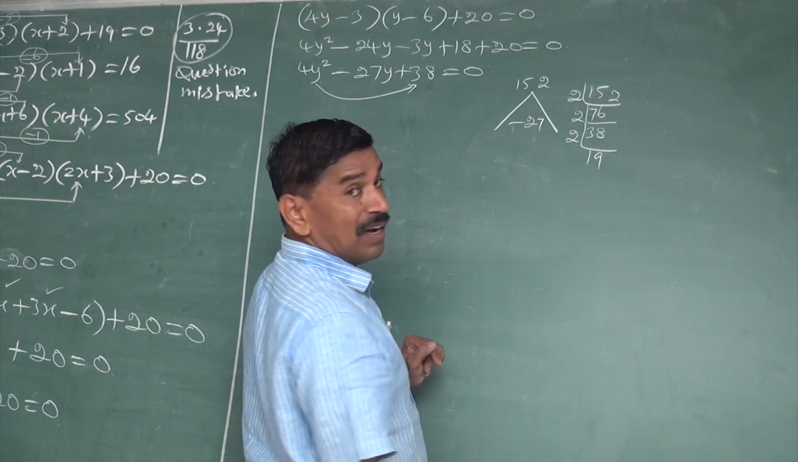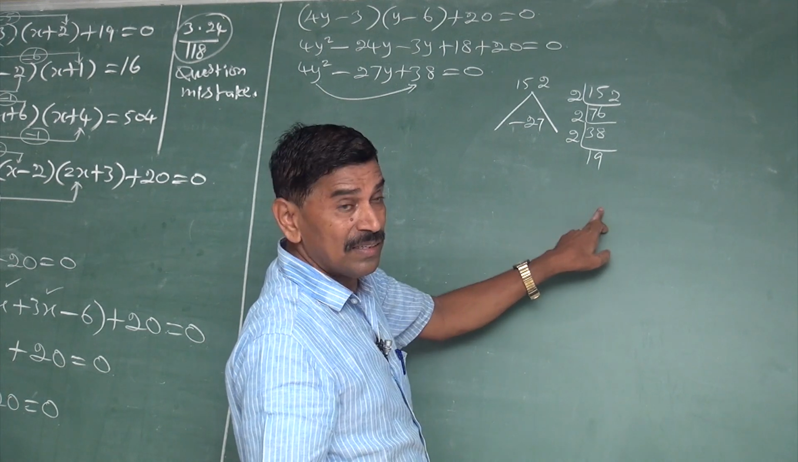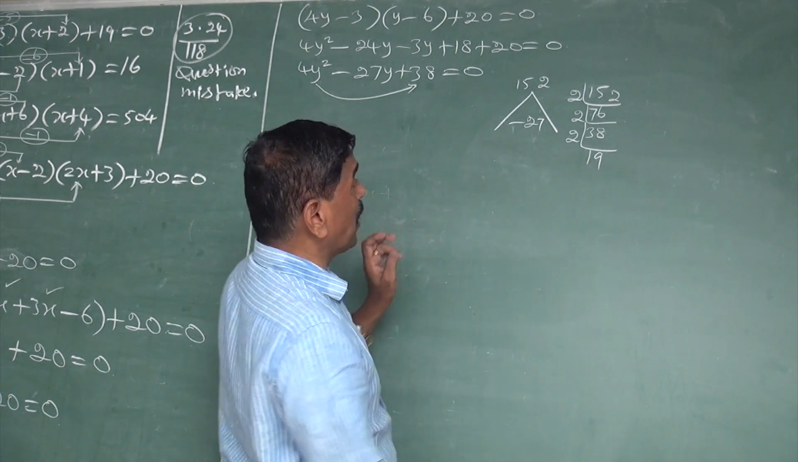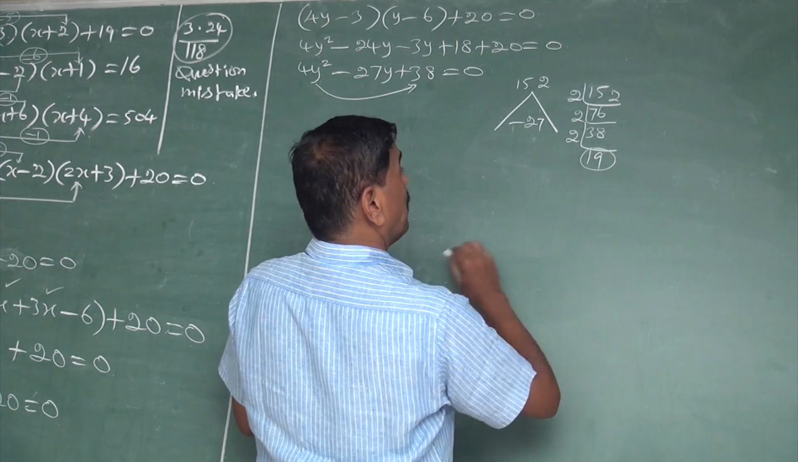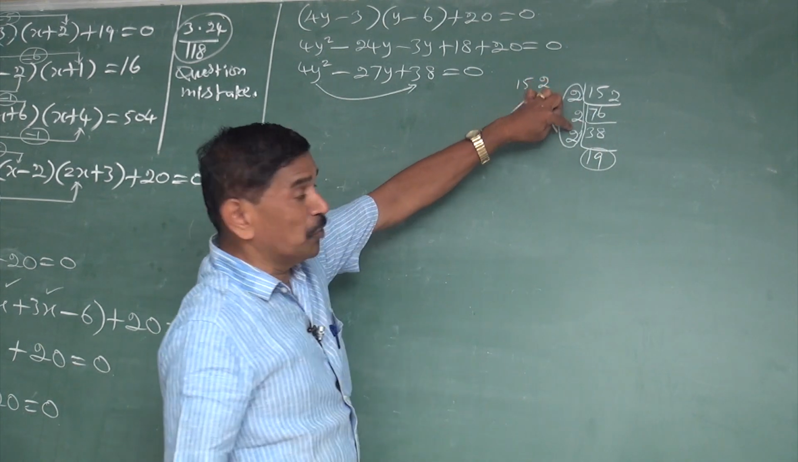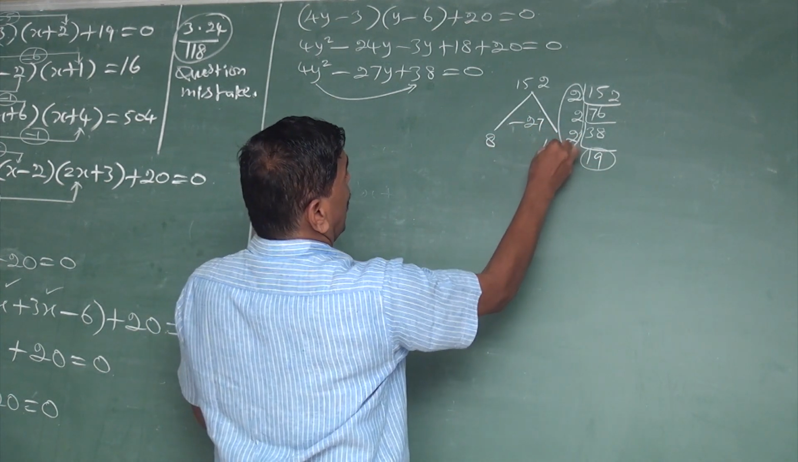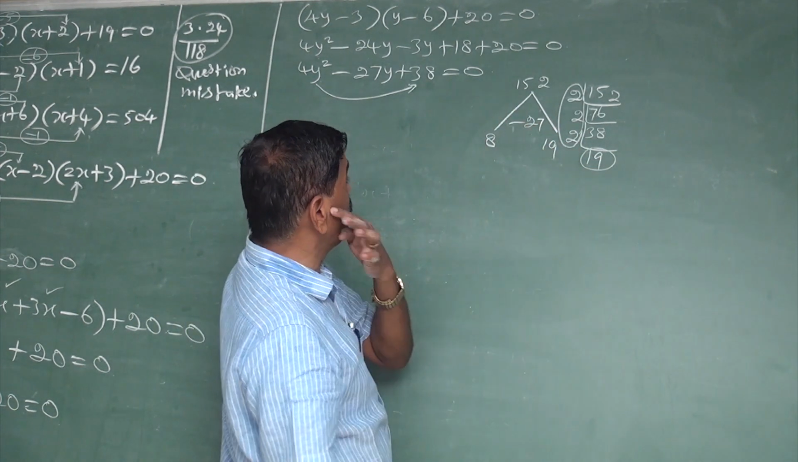19. Now any further factors? Very good. No, because 19 is a prime number. Listen, 19 is a prime number. Stop. Consider the remaining 3. 2 2s are 4, 4 2s are 8. So 8 into 19. So that is 8 into 19 is equal to 152, correct.